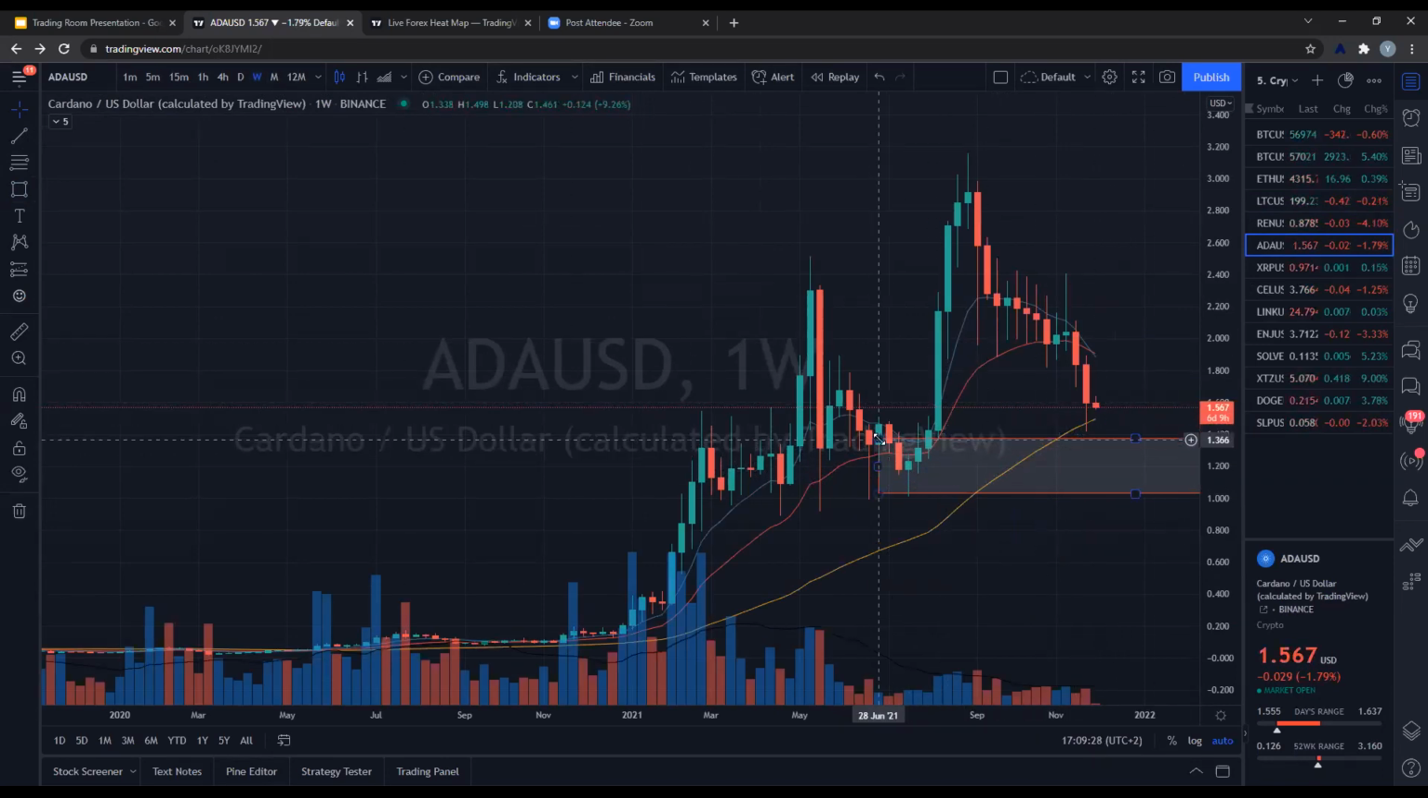If I'm looking at the weekly chart, this entire area could give an opportunity to start accumulating Cardano, if it doesn't break all the way down through this demand zone, if a sharp move comes for the crypto market.